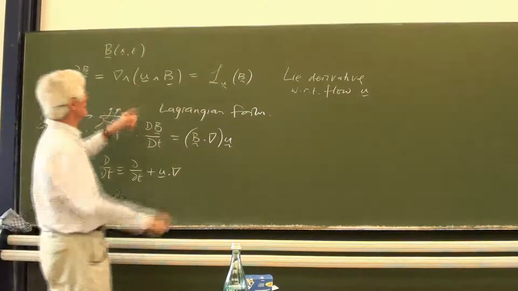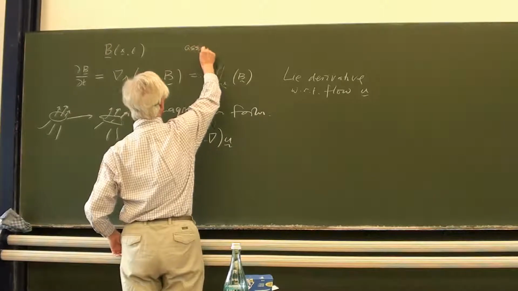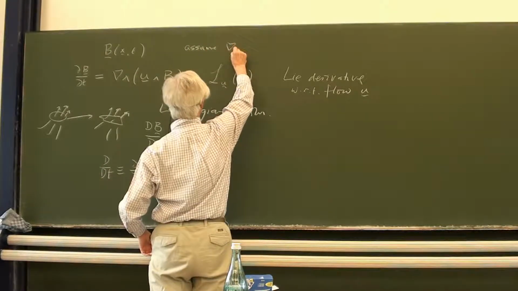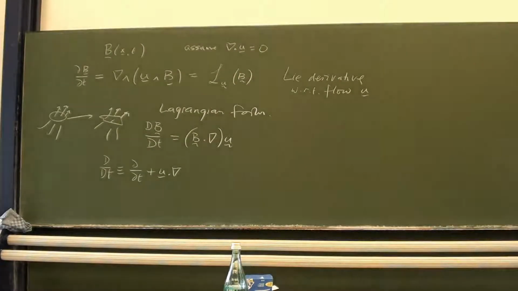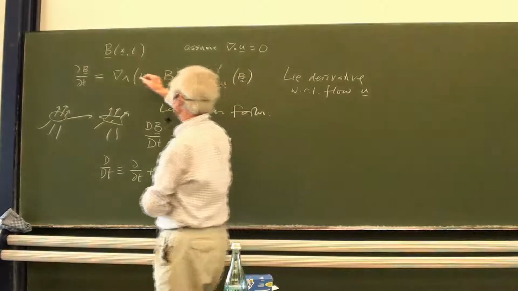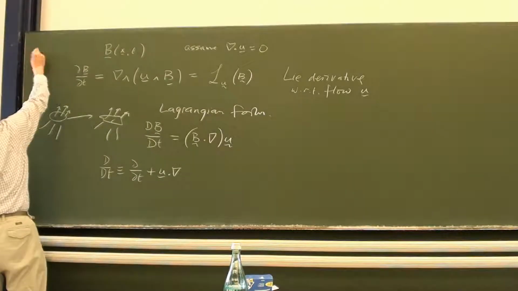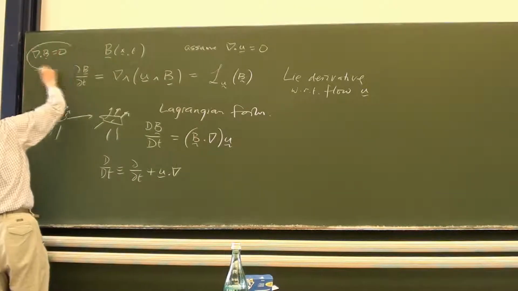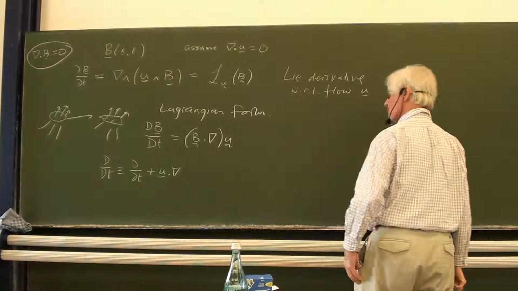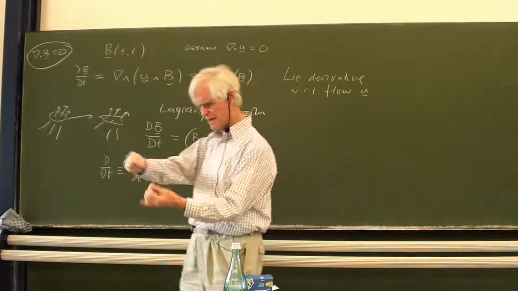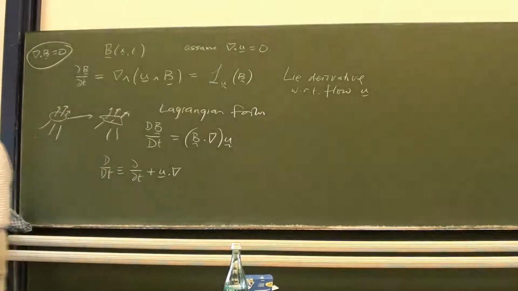And I should say right up here that I'm going to assume that divergence of U is equal to zero. It's not absolutely essential. One can weaken this, but in other words, we're considering volume-preserving flows. And the B itself always satisfies that equation. It's not an assumption, it's a statement. Div B is equal to zero. Magnetic poles do not exist. So that's the Lagrangian form of the same equation, and that is the same equation as is satisfied by a little line element, a material line element that may be carried with the flow.